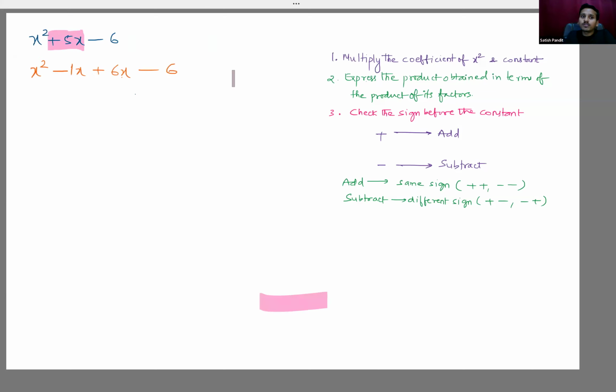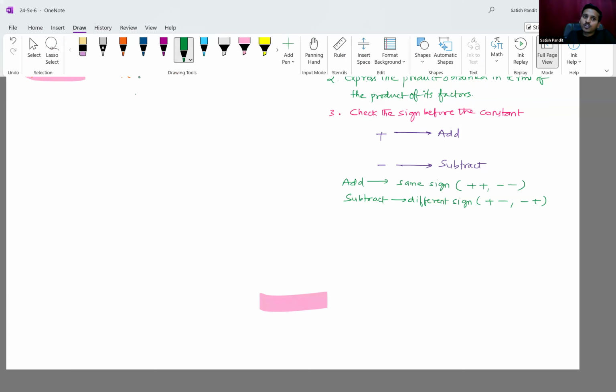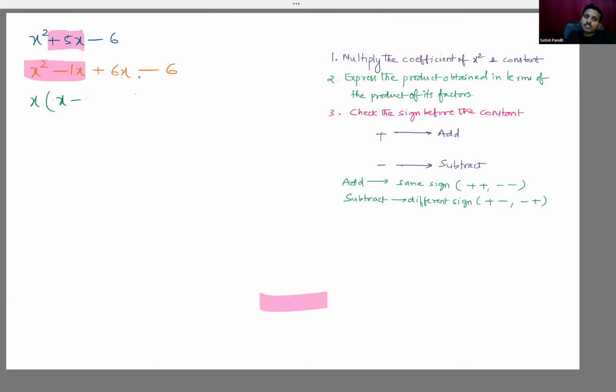You have to take common from the first two. What is common from the first two? x is common. What is left? x minus 1. If you take x from here, 1x will be left. If you take x from here, minus 1 will be left. The minus sign you put as it is, and 1 will be left. Okay. Then write this bracket thing once again.